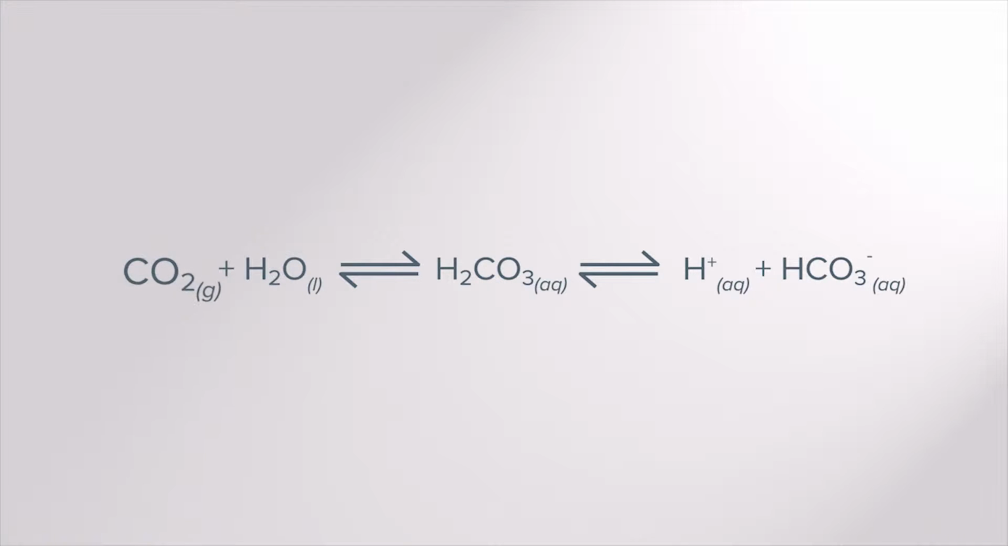When carbon dioxide gas dissolves in water, carbonic acid is produced, which partially ionizes to produce hydrogen ions and hydrogen carbonate ions. It's the presence of hydrogen ions that makes these water bodies slightly acidic.